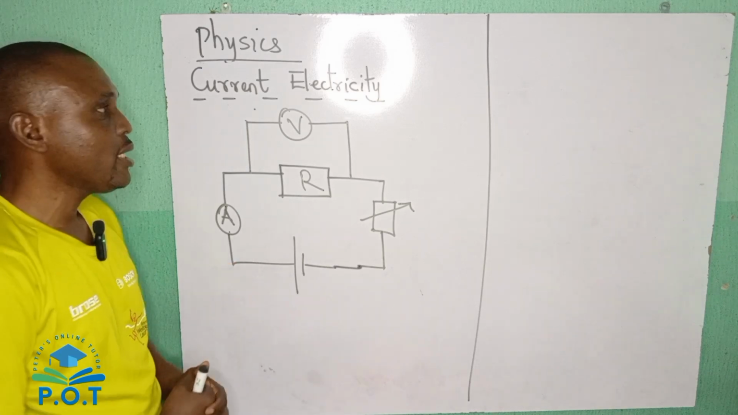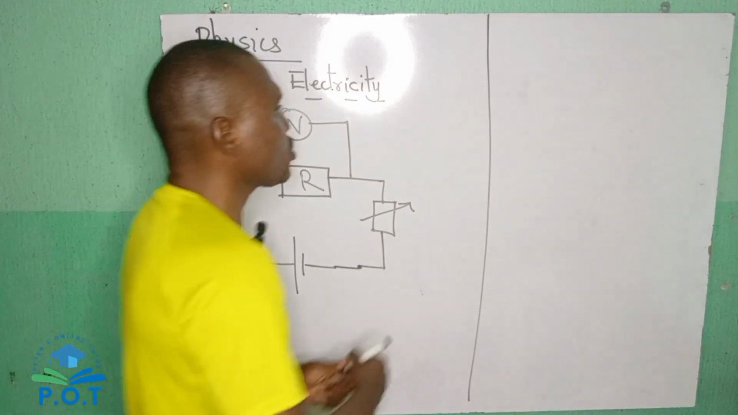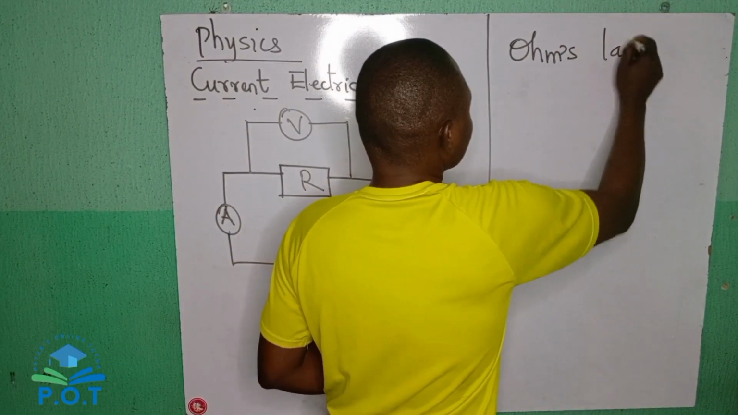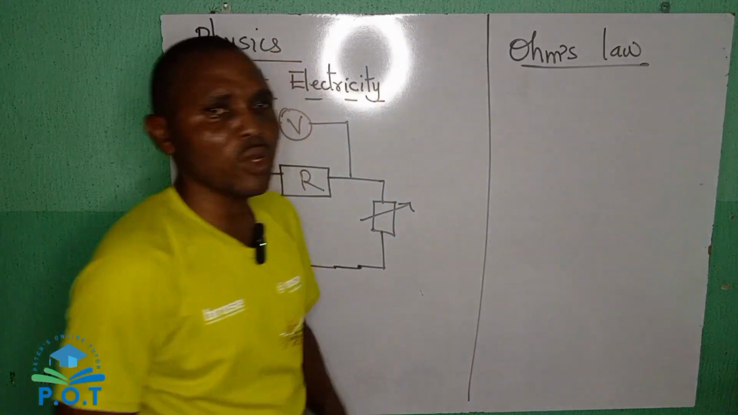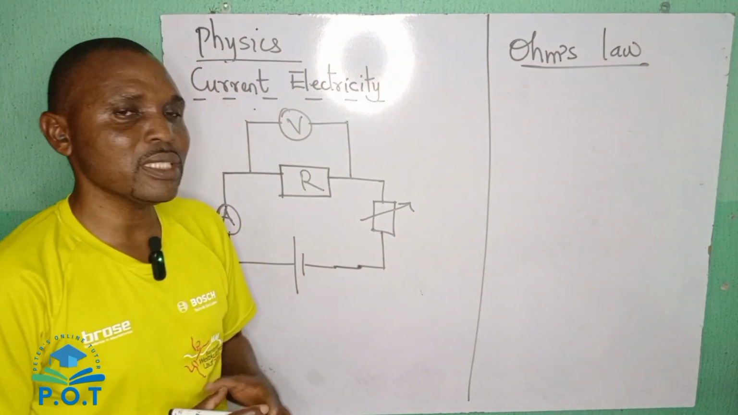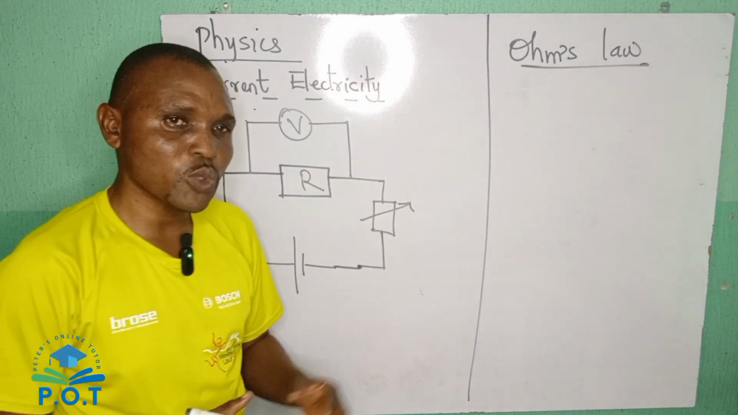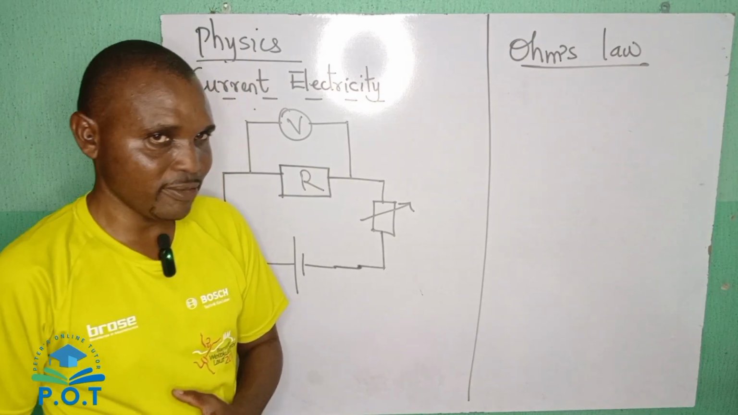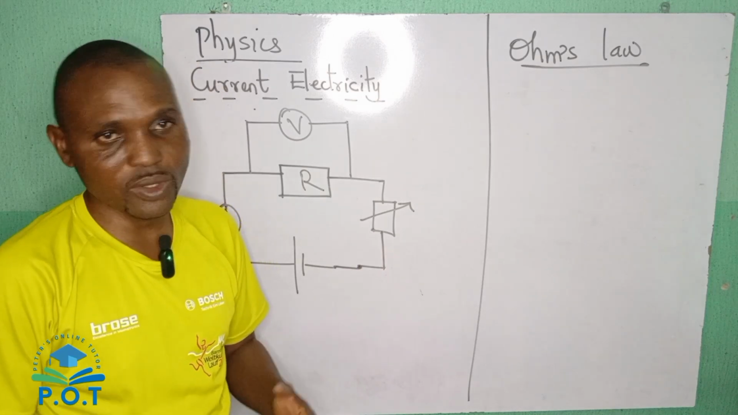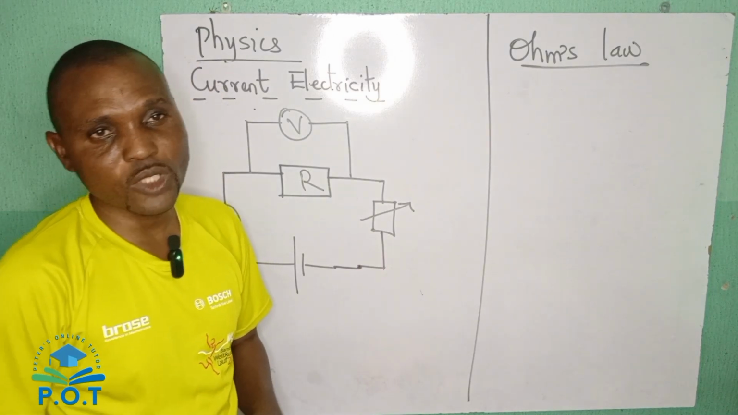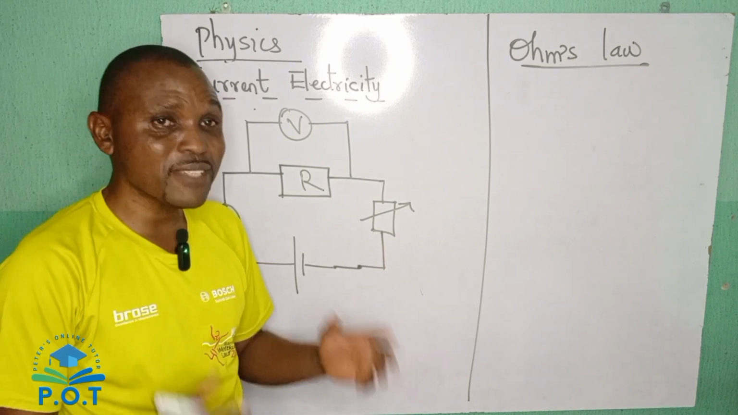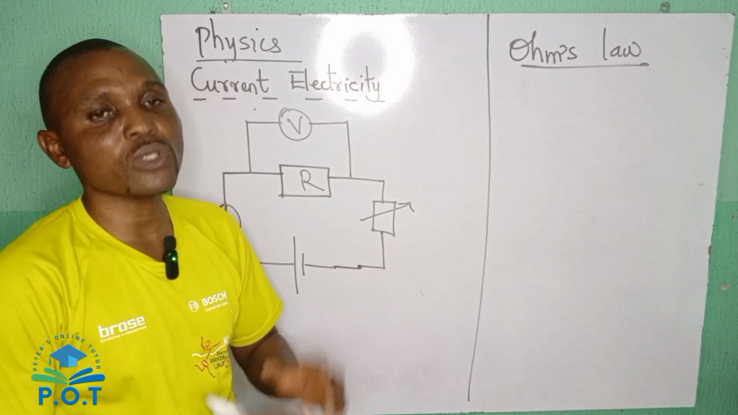All right, now quickly let's move on to Ohm's law. Now, what is Ohm's law? I want us to first understand that Ohm's law talks about the linear relationship that exists between current and potential difference. Ohm's law states that the current that is passing through a metallic conductor is directly proportional to the potential difference across its ends, provided temperature and other physical conditions remain constant.